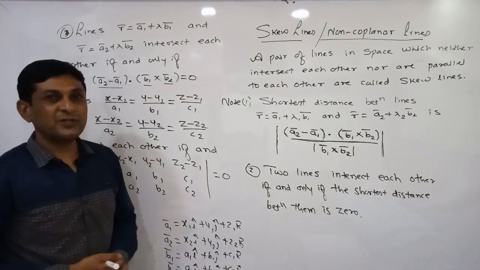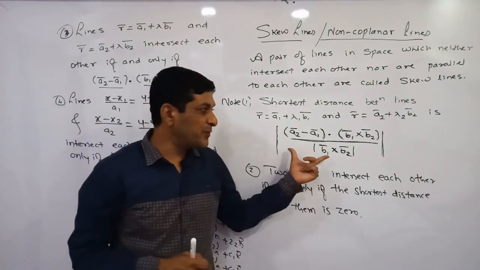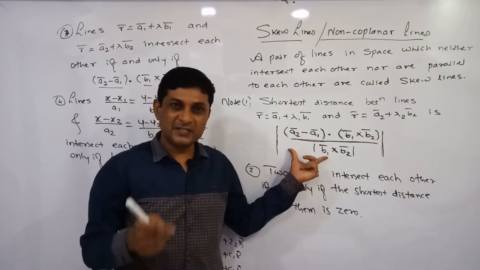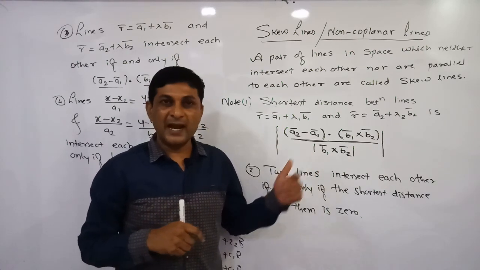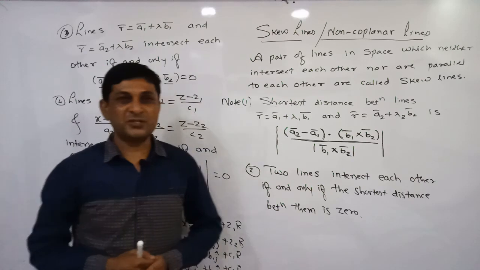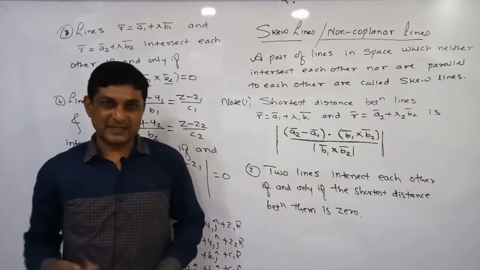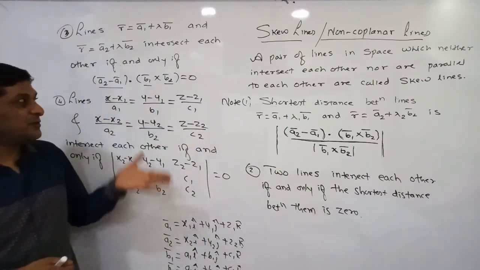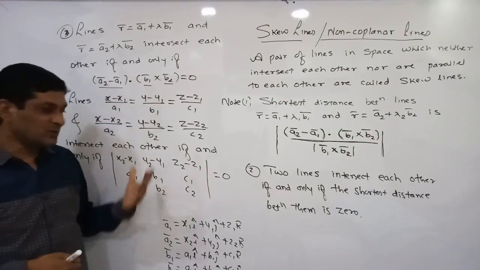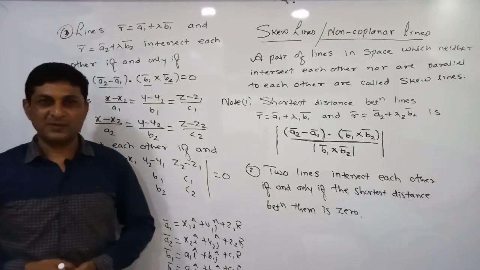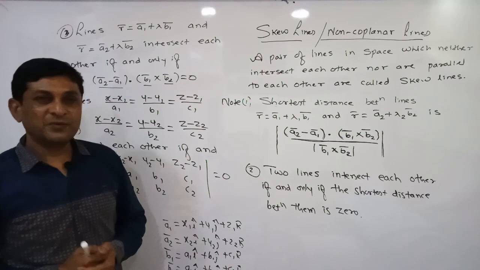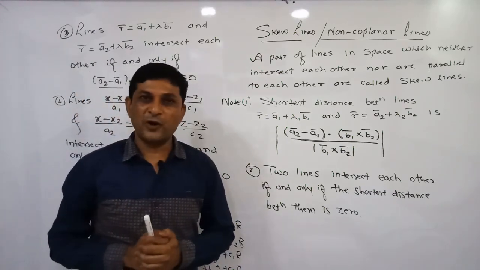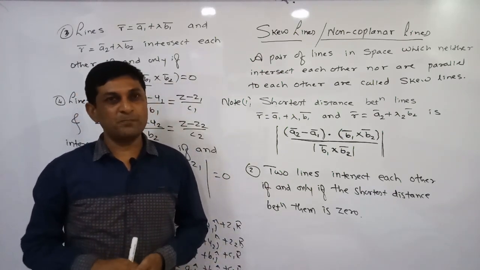In this way, in today's lecture, we have proved one very important formula to find the shortest distance between two lines. And we have also discussed the conditions for lines to be intersecting. We have got the conditions for lines to be intersecting in vector form and also in Cartesian form. So well, in the next video, we will discuss one very important formula to find the distance between two parallel lines.